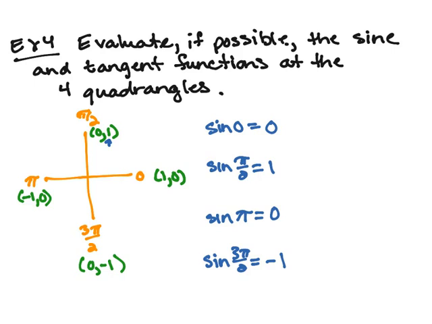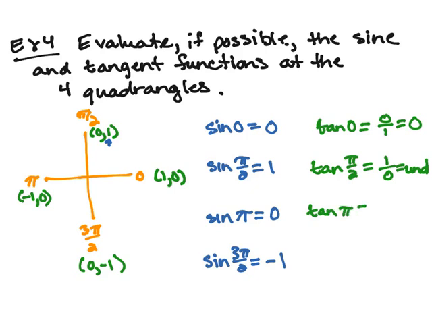Okay, so it said evaluate if possible. The if possible comes in with our tangent. Tangent of 0. Tangent is sine over cosine, so we're going to get 0 over 1, which is 0. Tangent of pi over 2 is going to be 1 over 0, and what do we write for that? It's undefined when we divide by 0. Tangent of pi is 0 divided by negative 1, so that's just 0. And tangent of 3 pi over 2 is negative 1 divided by 0, so again, we'll write undefined.